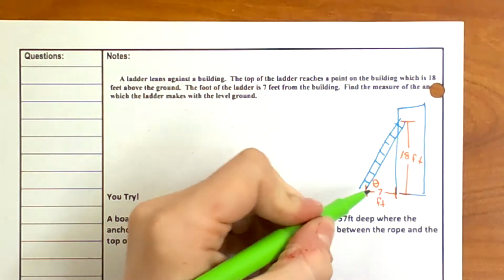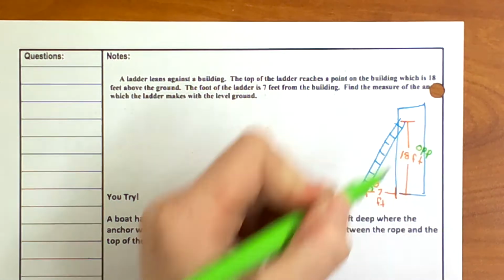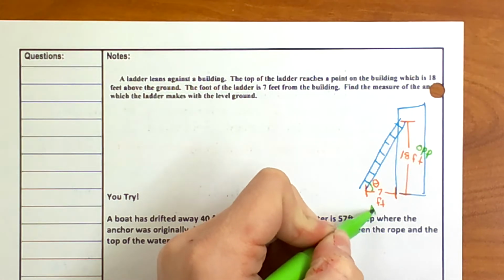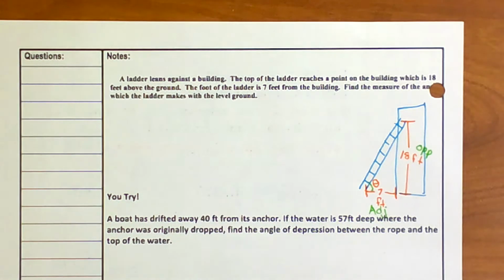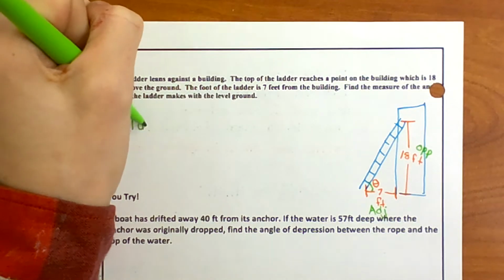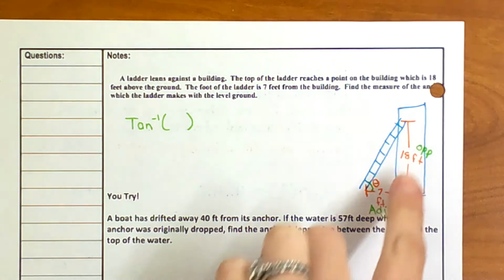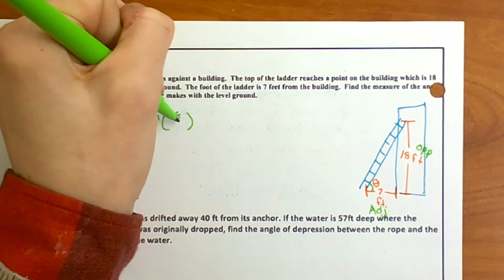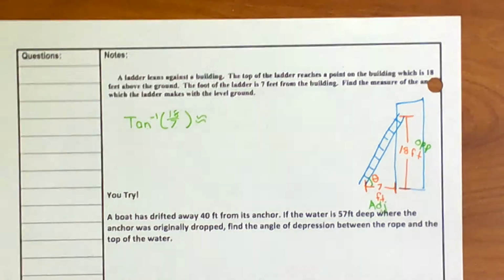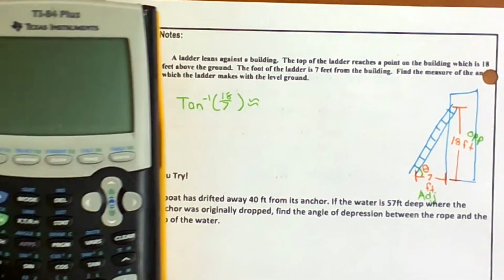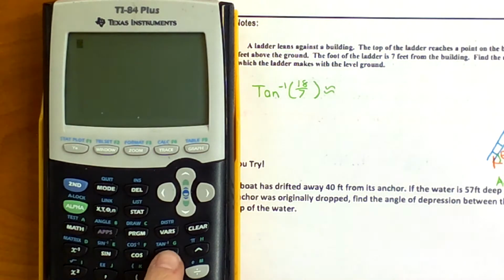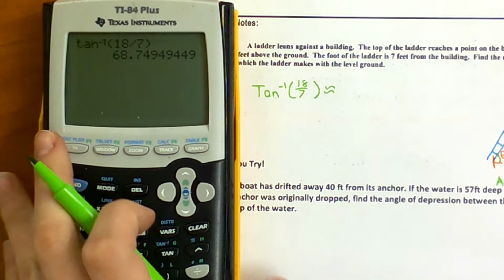From theta, I have opposite and I have adjacent. So SOHCAHTOA, that's going to be my tangent. So I'm going to do inverse tangent, tangent to the -1, and then plug in my opposite over adjacent, so that's 18 over 7. Okay, let's make sure you get this typed into the calculator correctly. So second tangent, 18 divided by 7, close parentheses, and I get 68.749.